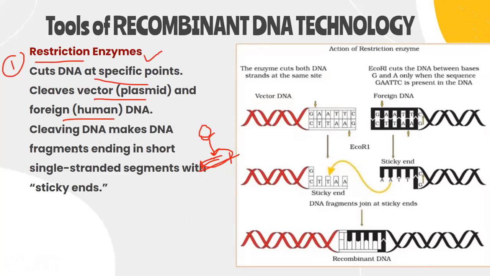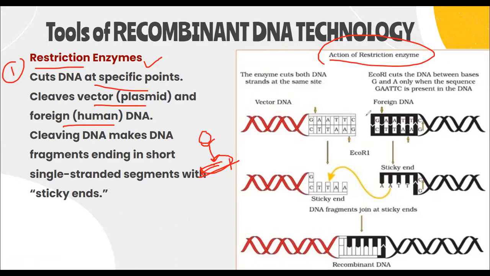Cleaving DNA will make what? DNA fragments. So it will cut the DNA into smaller fragments, which will result in single-stranded segments. As you see in the figure, for example, this is the foreign DNA and this is the vector DNA. Let's say the enzyme binds over here, the arrow that can be shown. So, in the vector DNA, it cuts at this site like this. A staggered cut is made, and in the foreign DNA, it is cut like this.